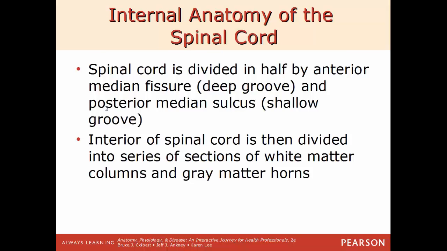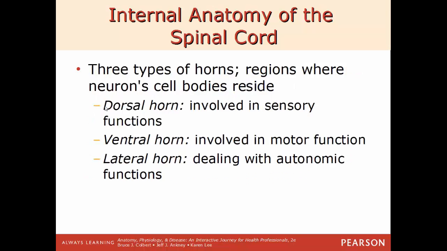All right, next we'll talk about the internal anatomy of spinal cord. Now, the spinal cord is divided in half by an anterior median fissure, a deep groove, and also a posterior median sulcus, a shallow groove. Now, the interior of the spinal cord is further divided into a series of sections of white matter columns and gray matter horns. There are three types of horns.